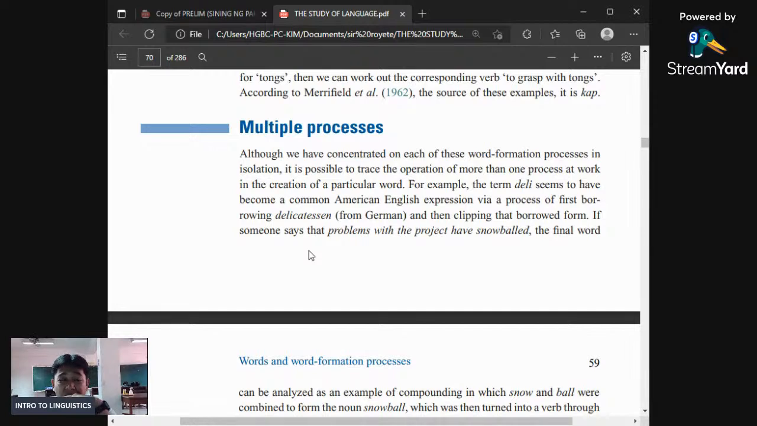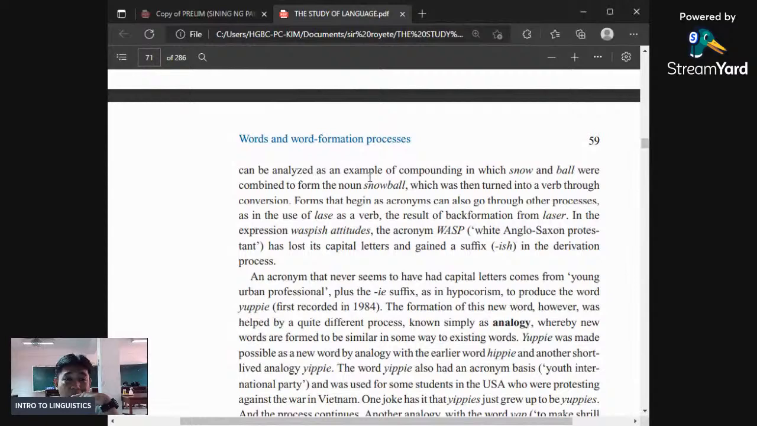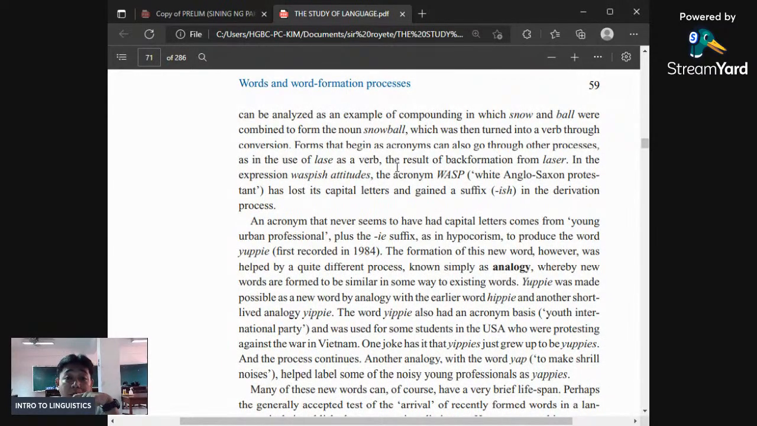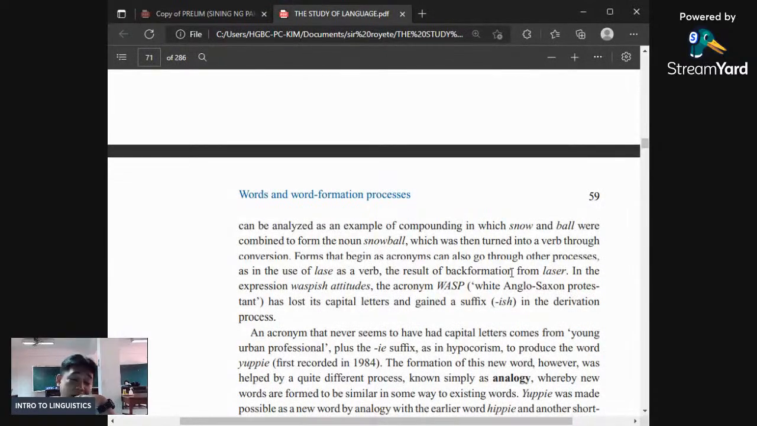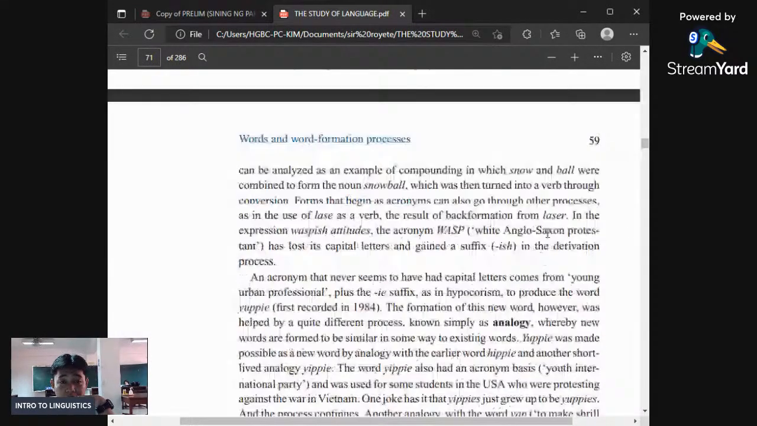If someone says that problems with the project have snowballed, the final word can be analyzed as an example of compounding, snow and ball, right? And then conversion. So snowball is a noun, and then in the use of the language, in the sentence, the problems with the project have snowballed, naging verb siya. So dalawang nangyari, compounding and conversion. Okay, for snowball.